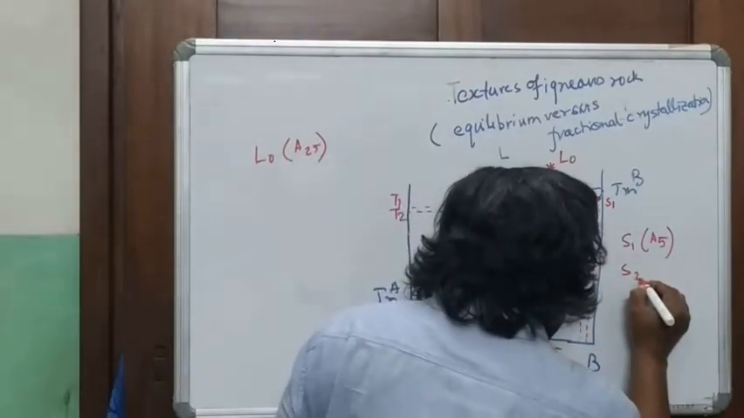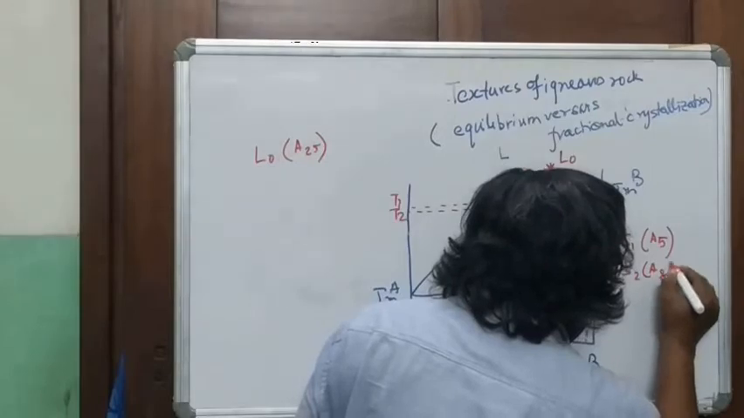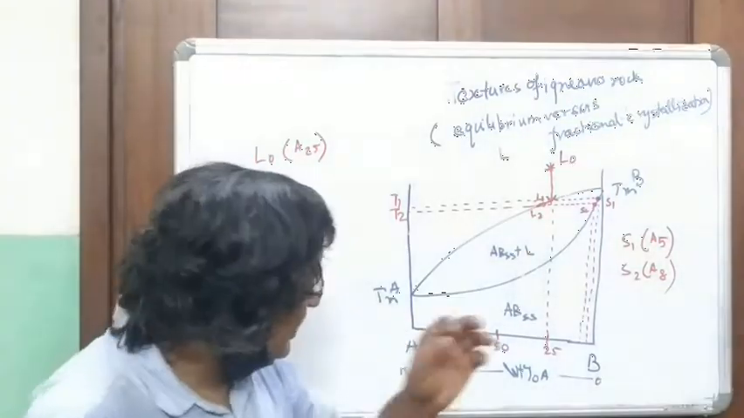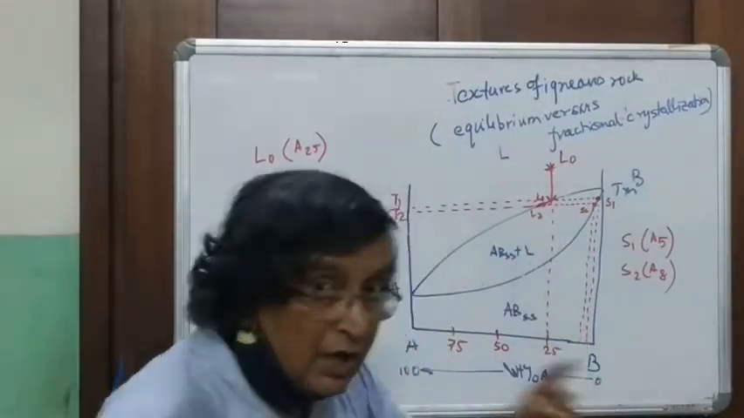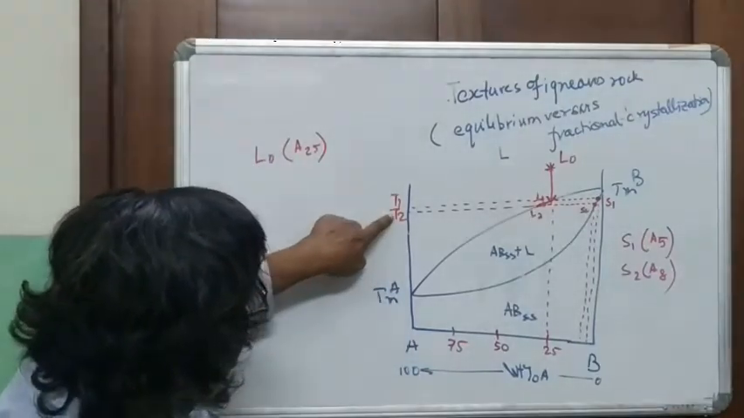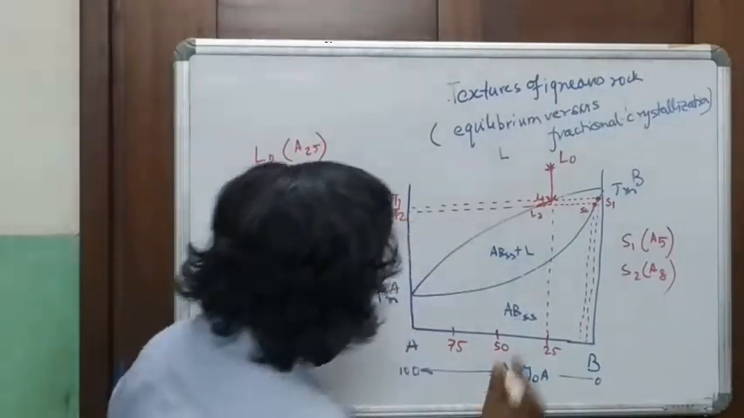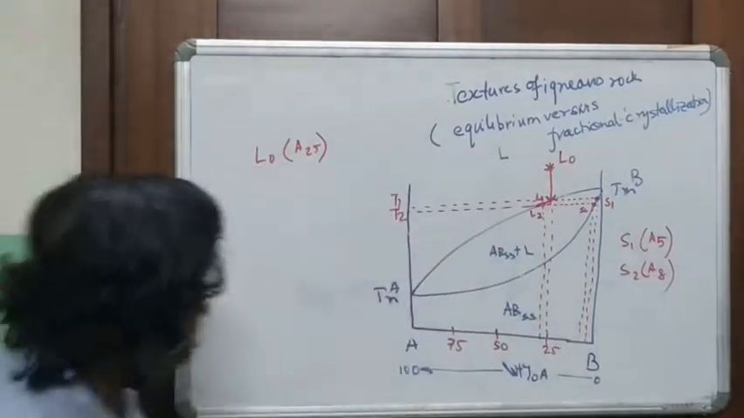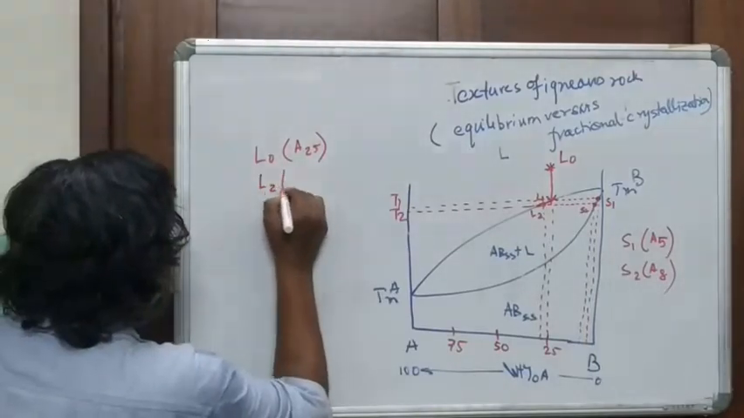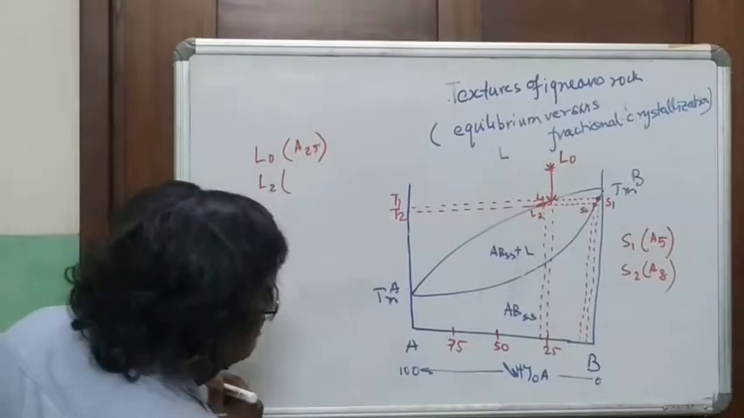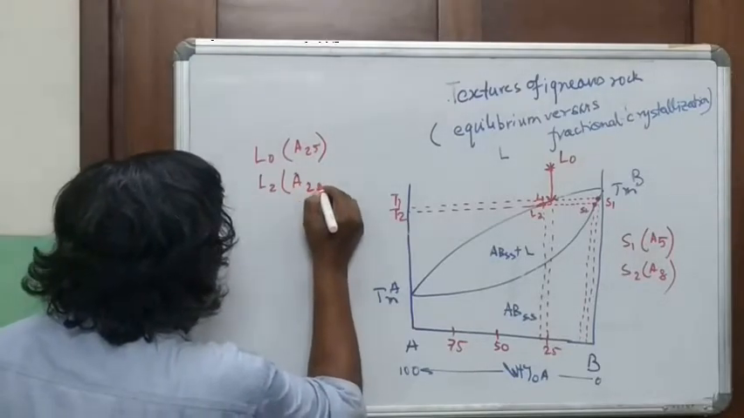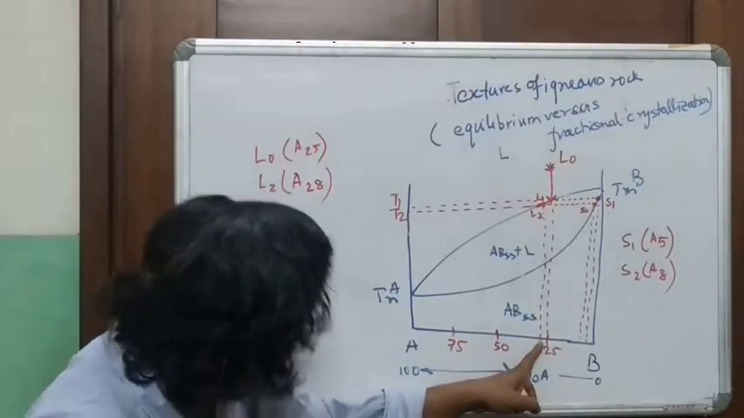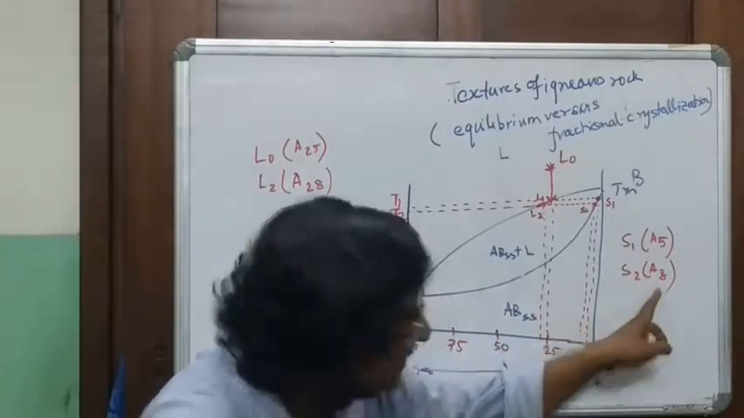So S2 now is say A8, right? Now please remember, your S2 composition is A8, the temperature of crystallization is T2, the liquid composition has moved from L1 to L2, so the liquid composition L2 is now no more A25, but maybe A28. The liquid composition has changed to A28 L2, and the solid in equilibrium is A8.